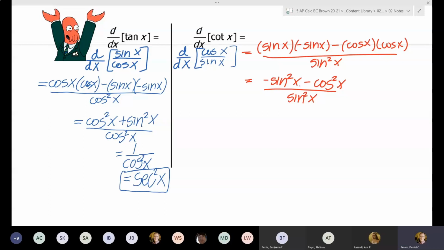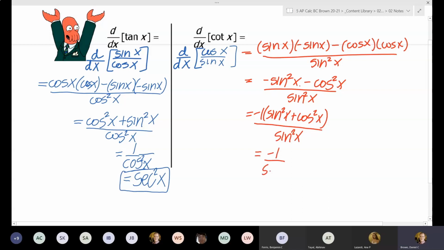Factor out a negative. Factor out the -1. So when you factor out that -1, you can kind of see why that trig identities unit from pre-calc is a little bit important now. Well, sine squared plus cosine squared is just 1, so we're left over with -1 over the sine squared of x. Well, -1 over sine squared of x can just be written as negative cosecant squared of x. And that's going to be another rule that we can memorize and use.